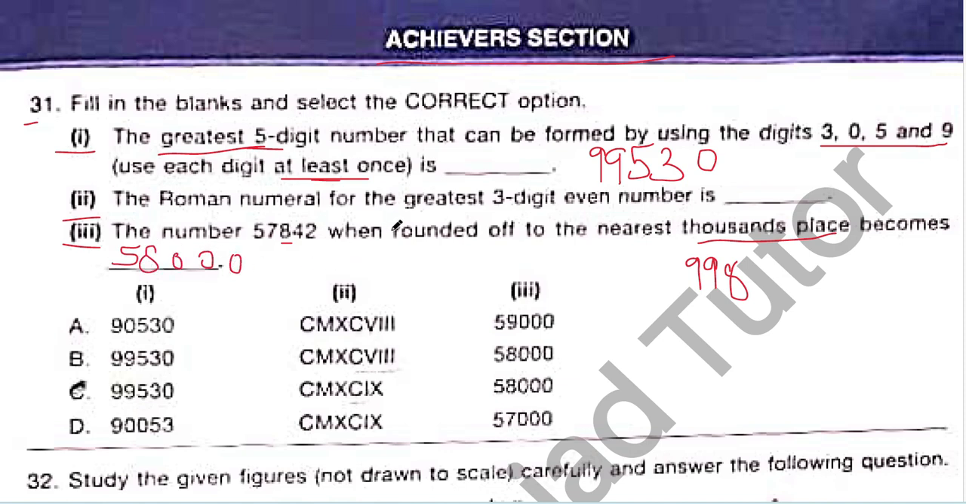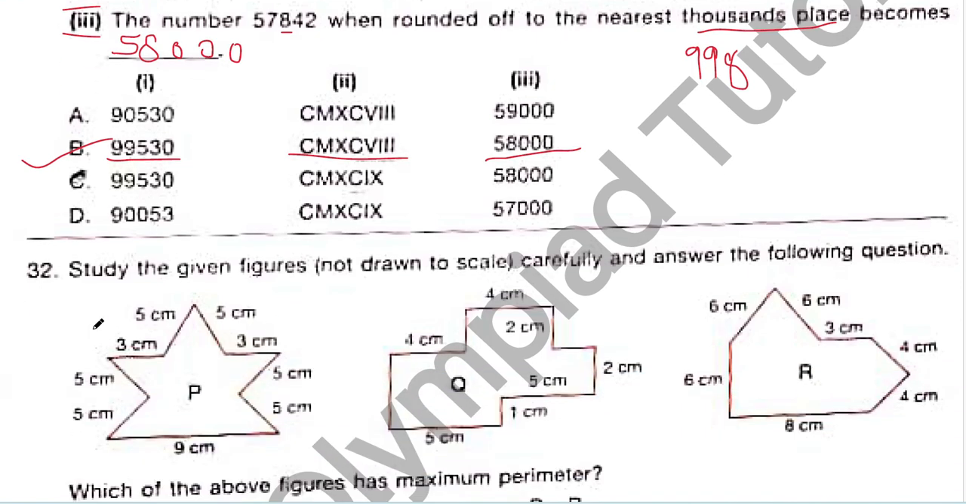So for the first blank we have found the number is 99530. Then the third blank is 58,000. So it is 99530, then the Roman numeral for the greatest 3-digit even number, and 58,000. So we should select option B for this question.